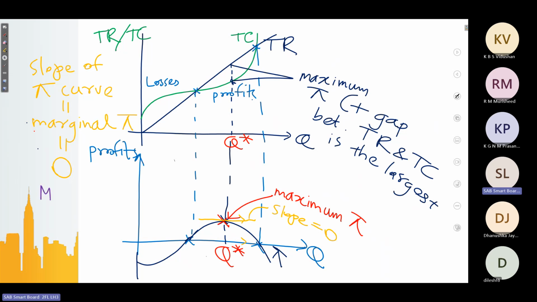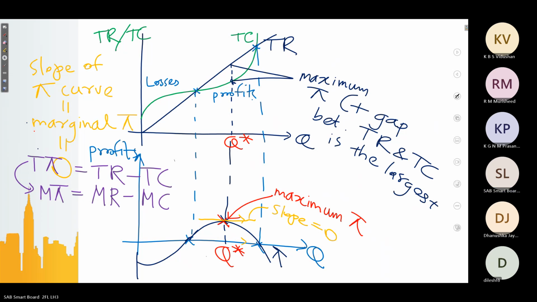Marginal profit is the difference between marginal revenue and marginal cost, because total profit is total revenue minus total cost. Based on that relationship, we identify that marginal profit equals marginal revenue minus marginal cost.